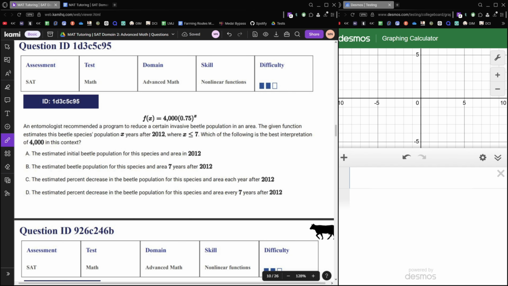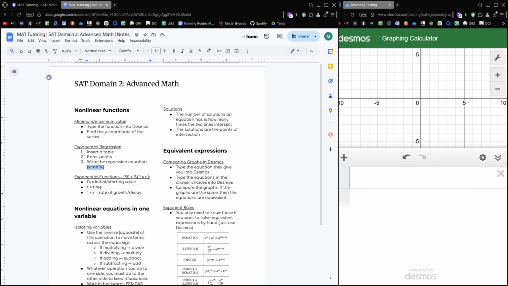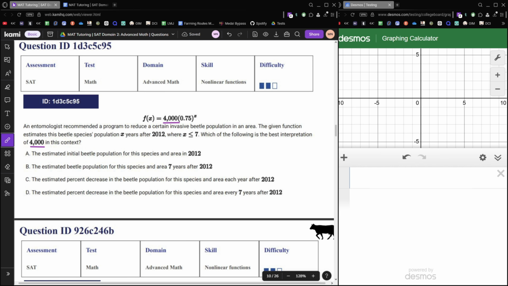Slide number 10. Here they give us this equation and they ask us for the best interpretation of the number 4000 in this context. Now if we go ahead and look at the notes, you'll see that I actually give you what each number would represent in an exponential function. So this very first number is going to be the initial or starting value. So that's what 4000 is going to be, the initial value.